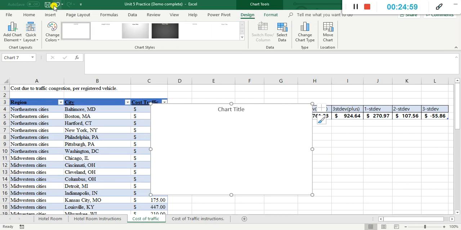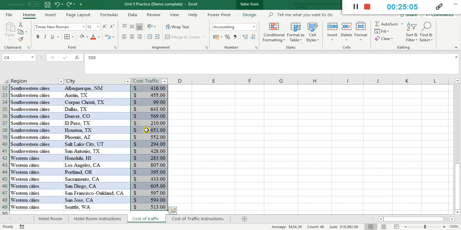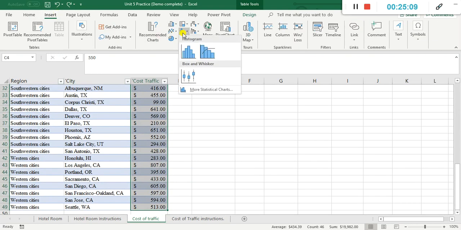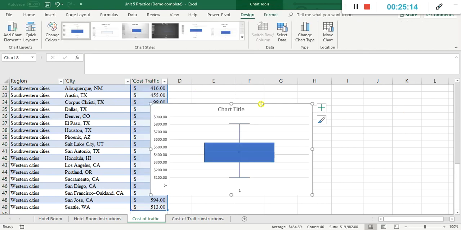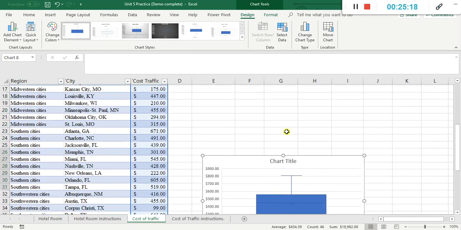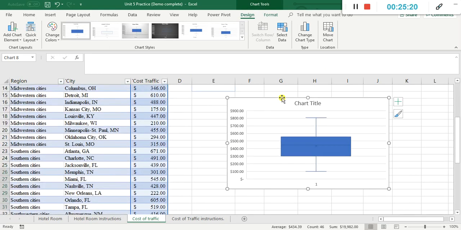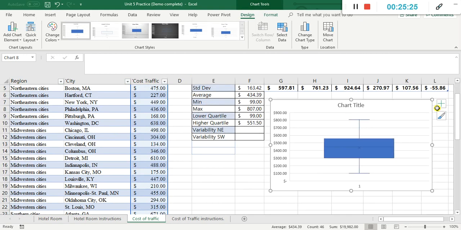Sorry guys, I forgot to select the data. We select the data in here. Okay, we select the data and then we put insert, and then we have the box and whisker. Okay, this one, let's pull it to the top. Okay, let's put it here. That's gonna look nice. Then let's add, right click, we put the data labels.